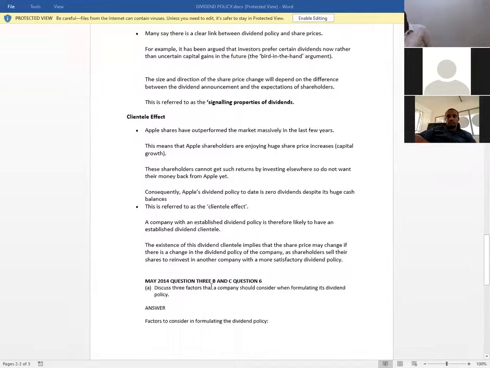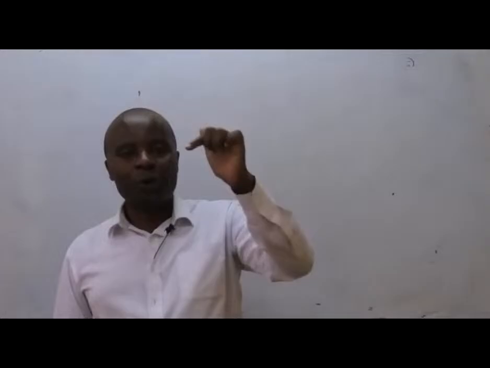Discuss 3 factors that a company should consider when formulating its dividend policy. What factors, in this case, ladies and gentlemen, should a firm consider when formulating? If you're to be hired as a finance director of RCM, ladies and gentlemen, what will be some of those things you will be able to consider when you are setting up a dividend policy?